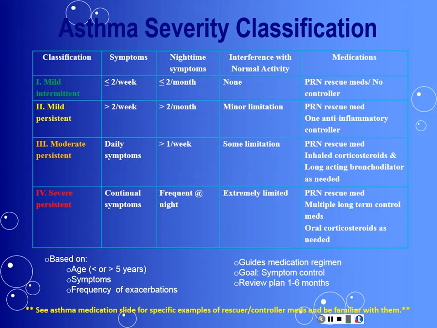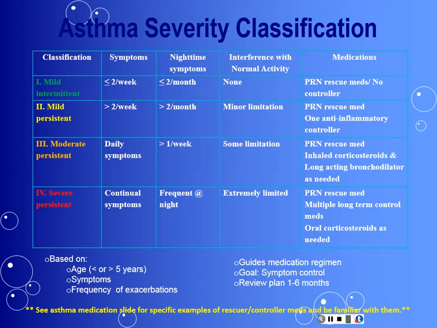Okay. They base this on whether they are less than or more than 5 years. The types of symptoms we talked about, are they symptoms at night or daily symptoms? The frequency of the exacerbations, how many times are we having to go in to the doctor? How many times are we having to use our albuterol inhaler, that kind of stuff? This is going to guide their medication regimen, and then we're looking at our whole big goal with all of this is management, okay? We want to manage those exacerbations, so symptom control.